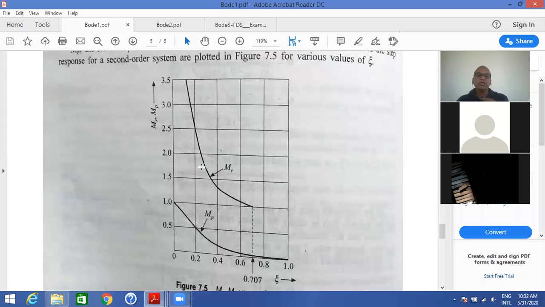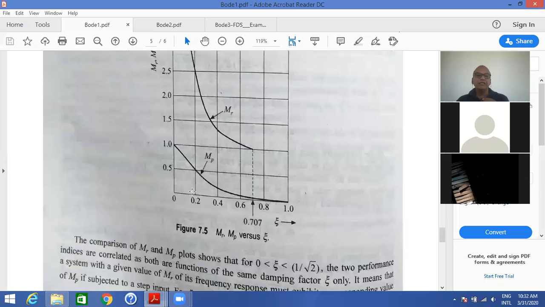And if you plot this Mr and Mp against the value of zeta, every parameter in the control system is related to zeta. Thus, to design any control system, the value of zeta lies between 0 to 1. And hence, again, if you draw the response, Mr means resonant peak, Mp means peak overshoot, against the value of zeta.